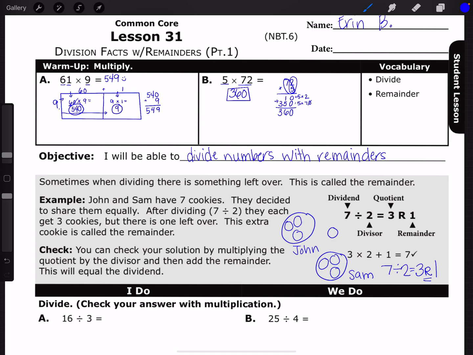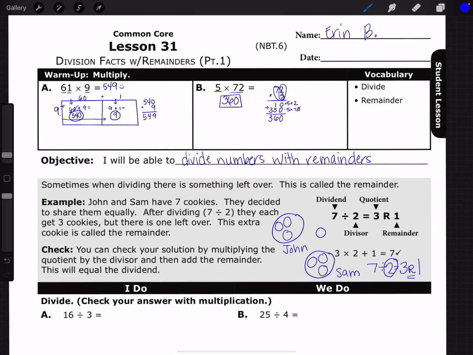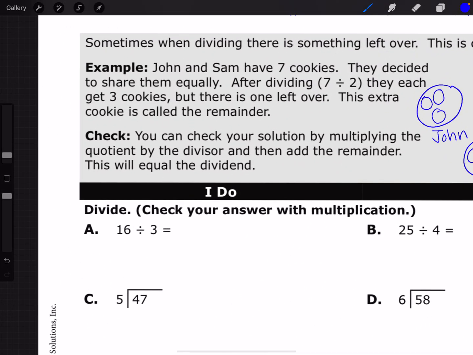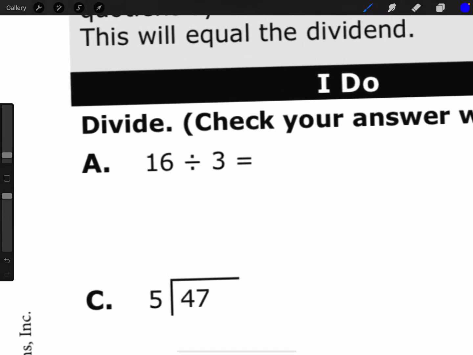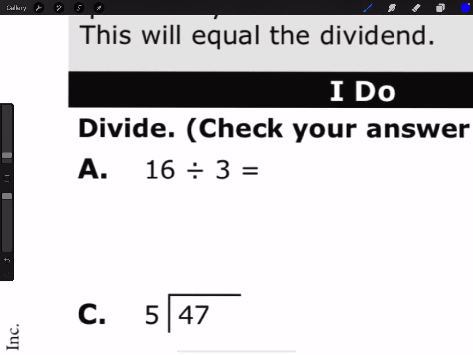The remainder is never going to be bigger than the divisor. So if the 1 was a 2 or higher, then we know that we could do 1 more cookie. All right? So let's move on. Okay, so divide 16 divided by 3.